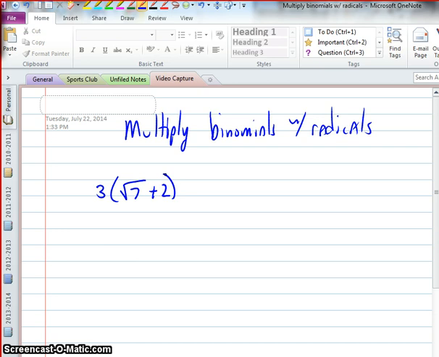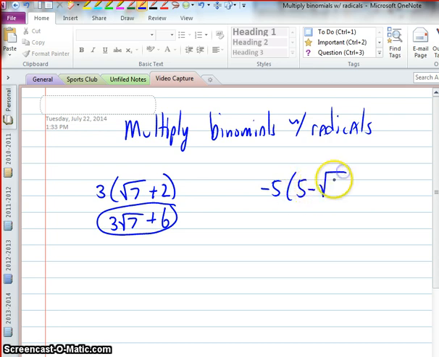Well, if I have 3 on the outside of parentheses for the square root of 7 and 2, I have to distribute it to both. So I would have 3 square root of 7 plus 3 times 2 is 6. And if I had, say, negative 5 times 5 minus the square root of 6, negative 5 times 5 is negative 25. And negative 5 times negative square root of 6 is positive 5 square root of 6.